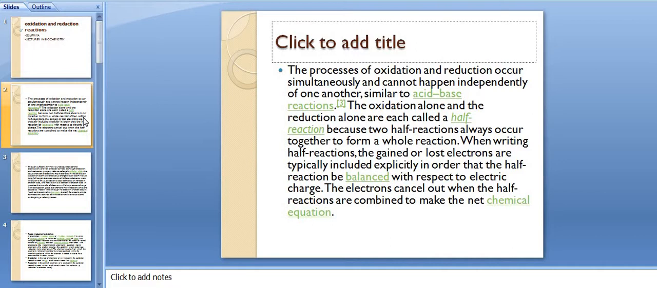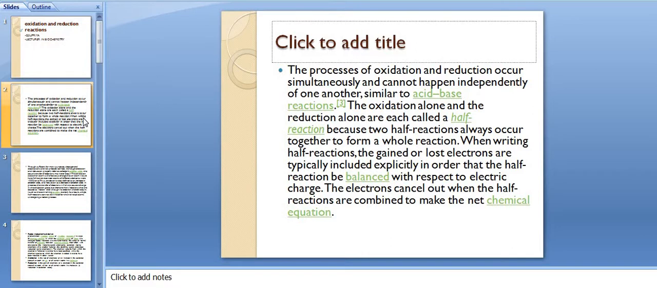When writing half reactions, the gained or lost electrons are typically included explicitly in order that the half reaction be balanced with respect to electric charge. The electrons cancel out when the half reactions are combined to make the net chemical equation.